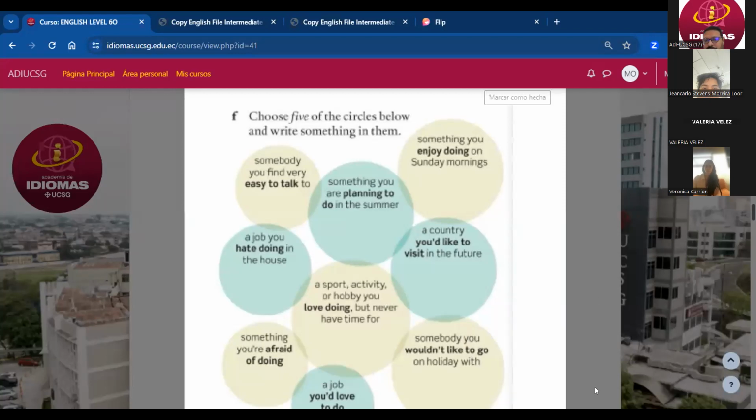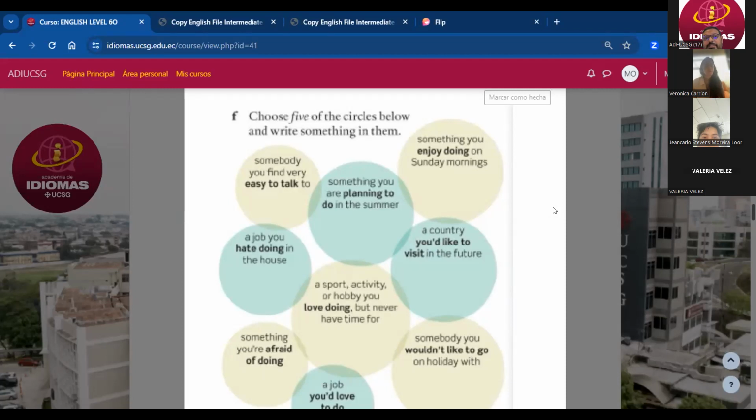One more example. Miss Veronica Carrion, good morning. Same question: choose one circle and tell me about it. Something you are planning to do in the summer. I plan to go to the beach with my best friends. Thank you so much. So there you have the examples of our classmates. That's what we are going to do.